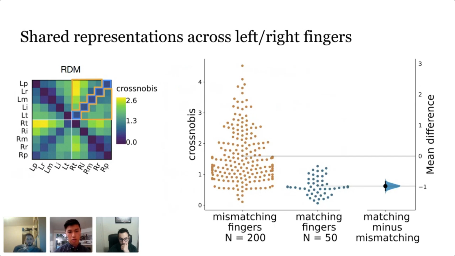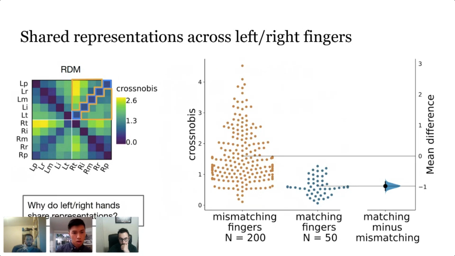So on the right plot, each circle is one element of the dissimilarity matrix, but we've aggregated across 10 sessions. So that's why you see that n equals 50 instead of 200. And you can see that the pairwise distance is on average 1 distance unit less for matching fingers than for mismatching fingers. And we're only using the top right quadrant here because these matrices are symmetric, so it's the same as the bottom left quadrant as well. So these results show that left and right fingers are decodable, yet they share representations in this recording.